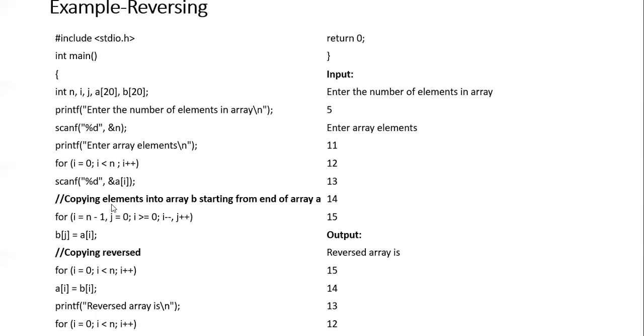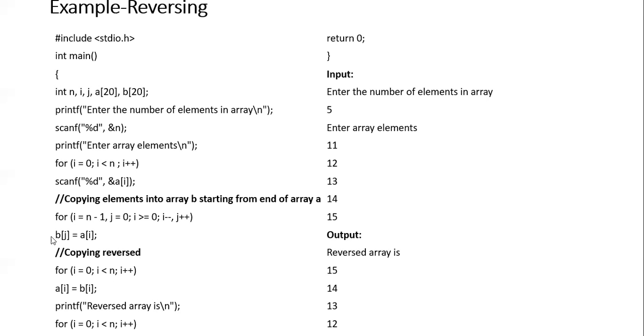Now what you are going to do is copy the elements. In the previous operation, it was only copying. You used a for loop and just copied an element of A array to B array. But here, first you are copying the elements into array B, and the first element of array A was copied to the first element of array B, the second element to the second element. But here it is the other case.